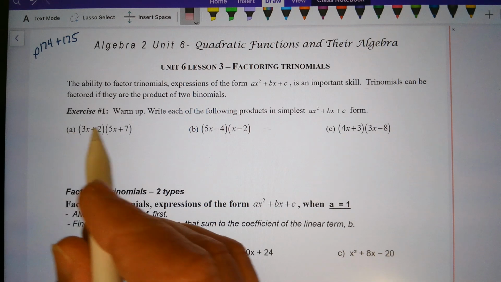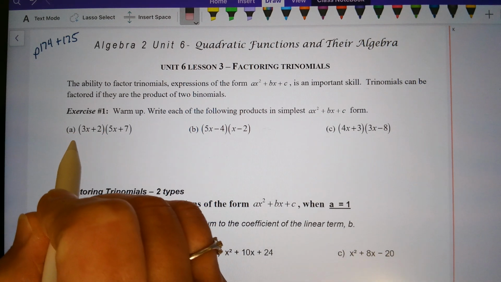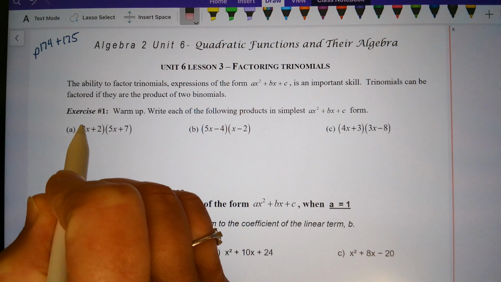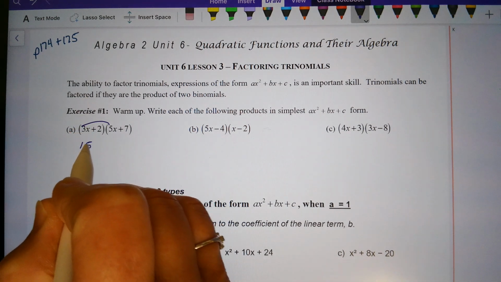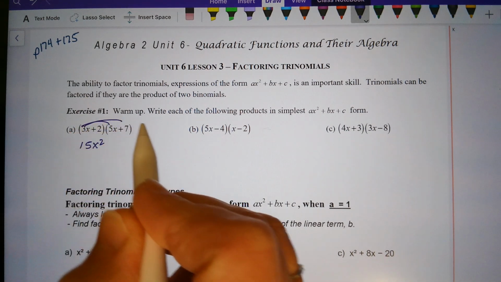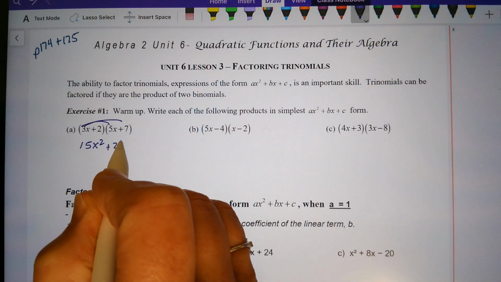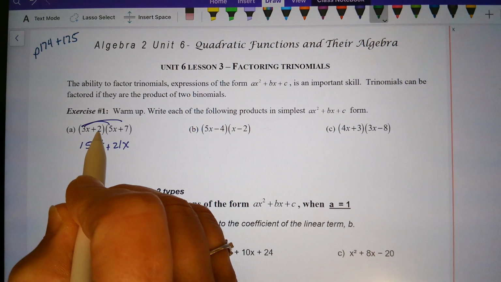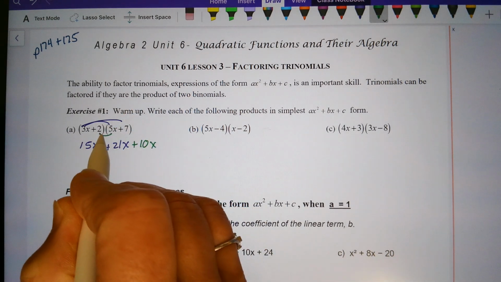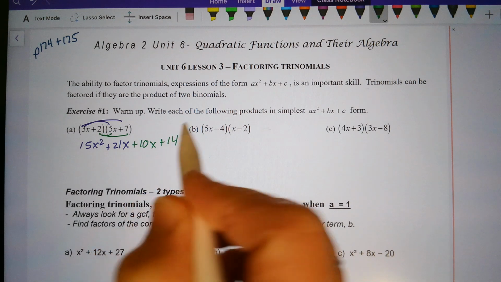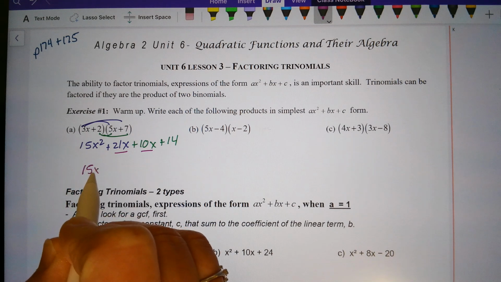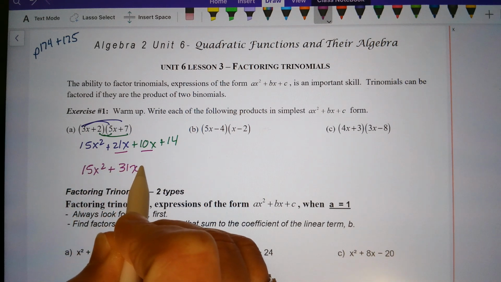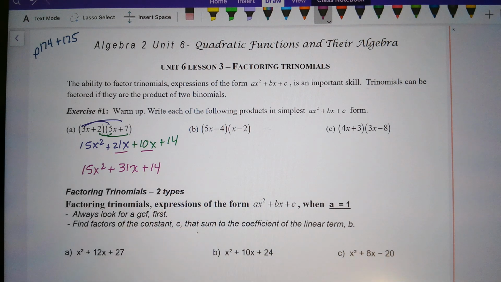When we multiply two binomials, it's like the double distribution, right? We take 3x times 5x plus 7, so 3x times 5x is 15x squared, and then 3x times positive 7 is a positive 21x. And then 2 times 5x is 10x, and 2 times 7 is 14. And then we combine any like terms, like our x terms here. So we have 15x squared plus 31x plus 14. So we have the trinomial 15x squared plus 31x plus 14.